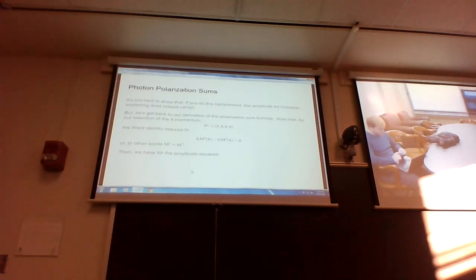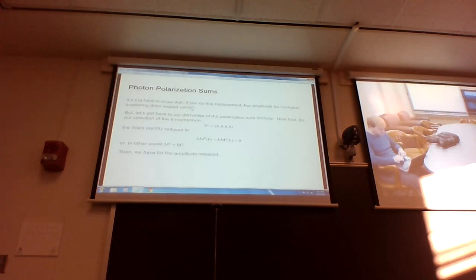All right. That's what I was just saying: you can actually do this replacement, and in a few lines show that the amplitude we've written down gives you 0. So having now worked out this Ward identity, we have it in our toolbox.